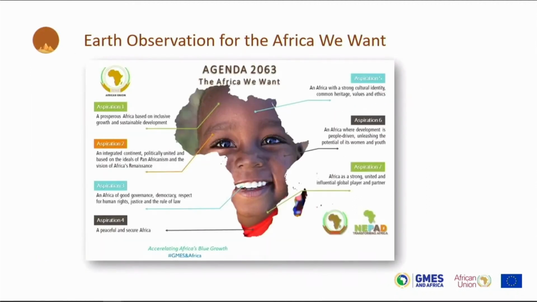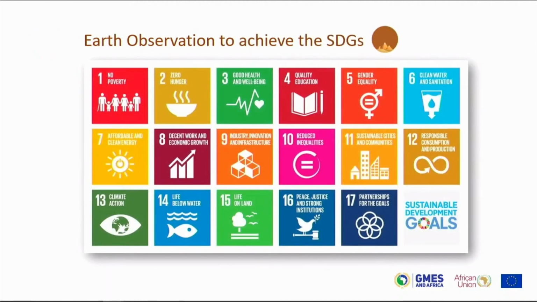So these are the few things we do with GMES Africa in phase 2. The road seems to be a long one. Slowly we are getting there, but slowly and surely we are also achieving the Agenda 2063. And in doing so, fortunately, we are also helping, EU services are helping to achieve the SDGs.